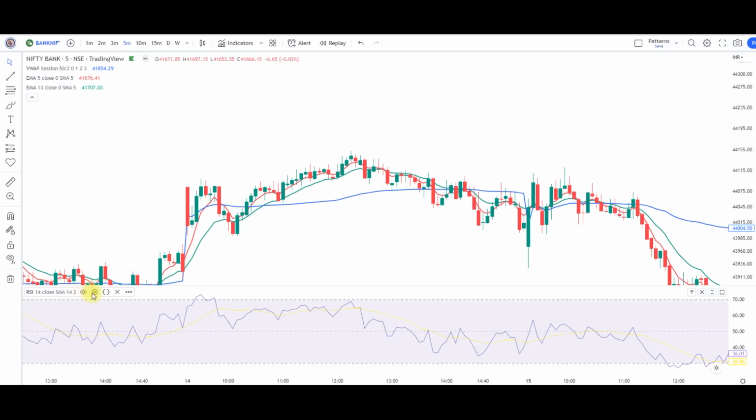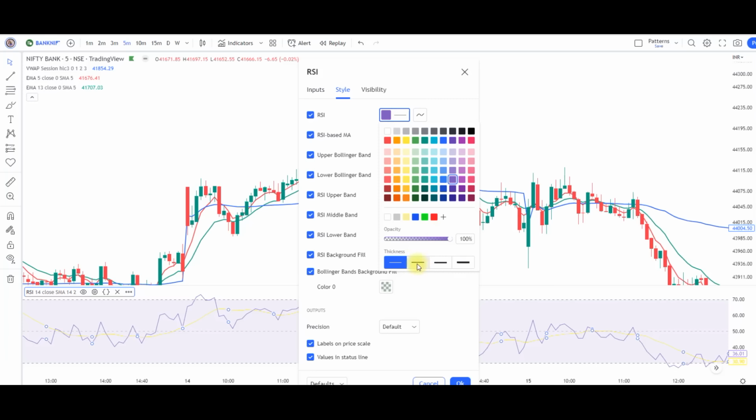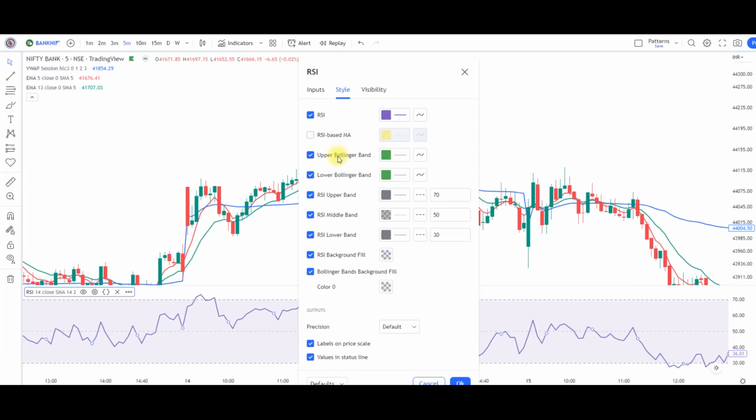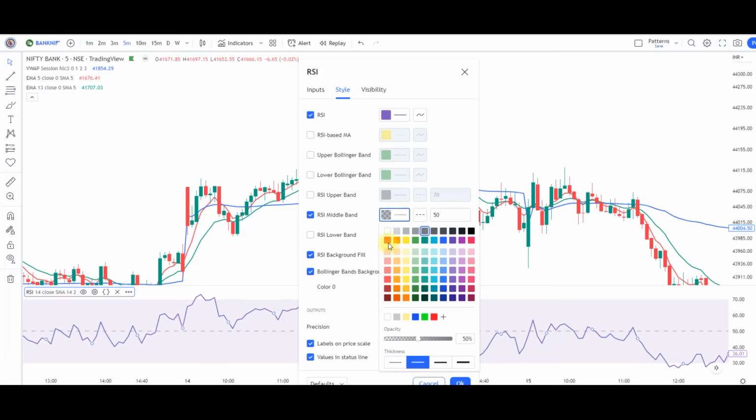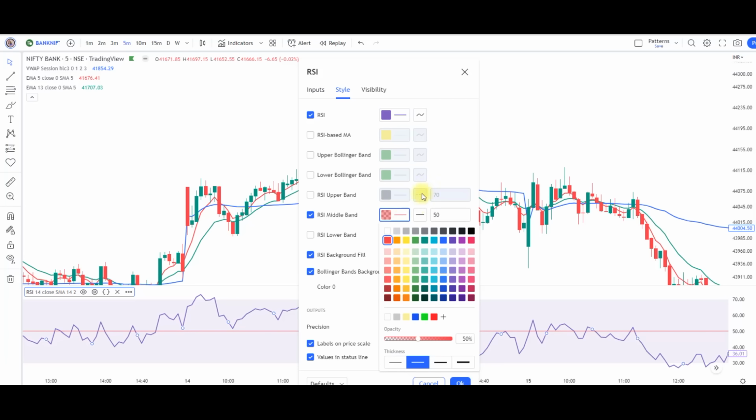And we'll change the settings of the RSI now. Go to settings of RSI, and this is the RSI. RSI also I will make a little thick, so it will be easy for us to understand. RSI MA we don't want, upper Bollinger Band, lower Bollinger Band, we will uncheck all this, and we want only the RSI 50, that is we want only the middle band. So RSI upper band, RSI lower band I will uncheck, and middle band 50 we need. So I will make that line also a little thick.